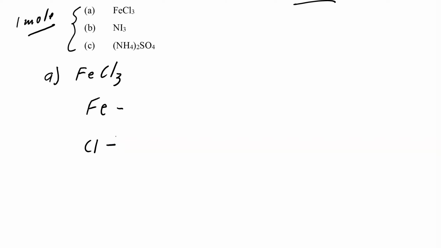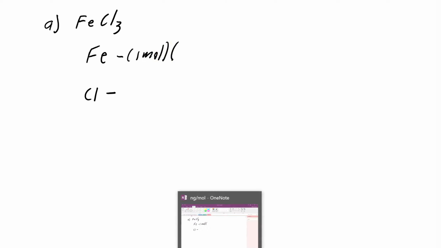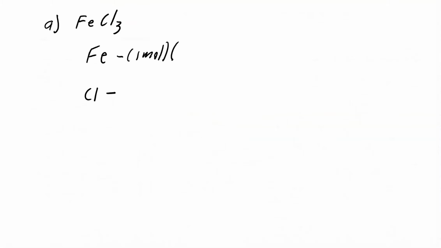So we're going to need to first determine the number of atoms of each element in the compound, or number of moles, I should say. So I have 1 mole of iron in 1 mole of iron chloride, as indicated by the subscript 1. So I'm going to write 1 mole. And I'm going to multiply that by its molar mass, which we get from the periodic table. So finding iron on the periodic table, element number 26, 55.85 is its molar mass.